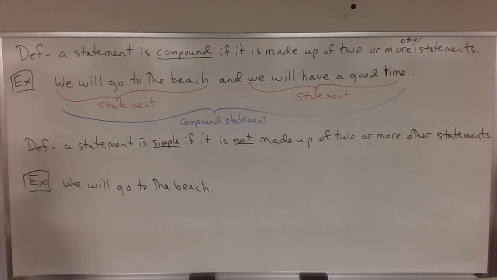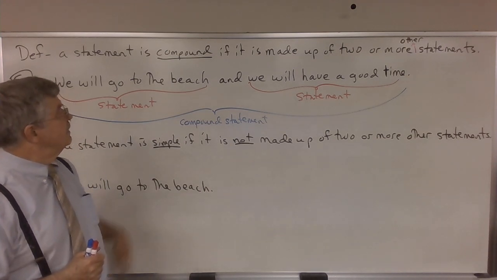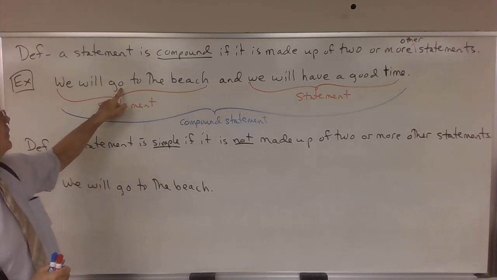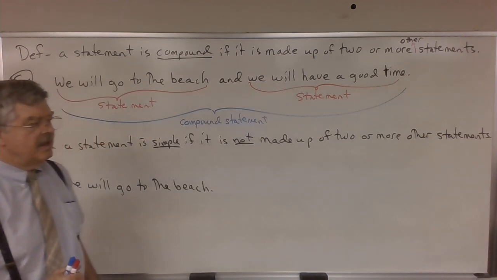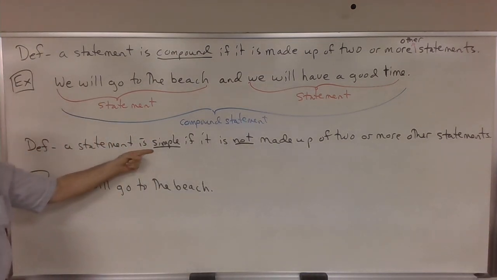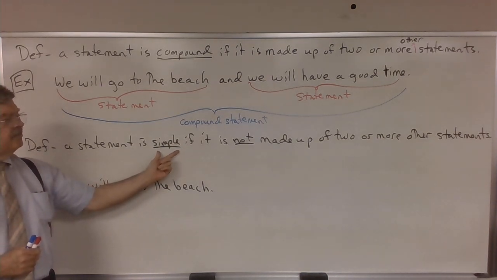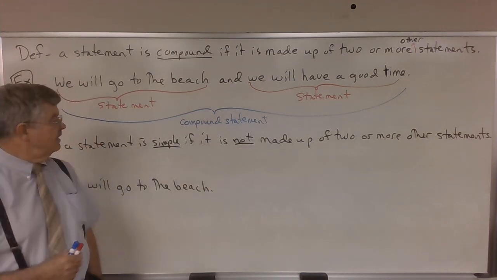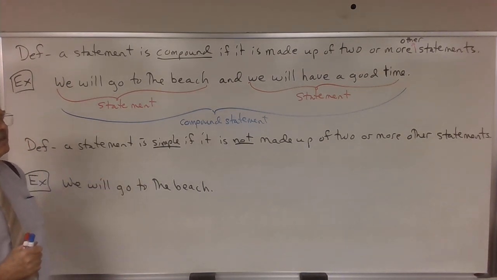So a compound statement is a statement that is made up of two or more other statements, like this one. This compound statement is made up of the statement, we will go to the beach, and we will have a good time. Now let's look at a statement that's not compound. A statement that's not compound is simple. It's not made up of two or more other statements. A simple statement cannot be decomposed into two or more other statements.